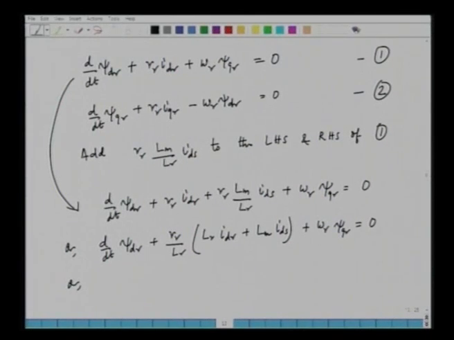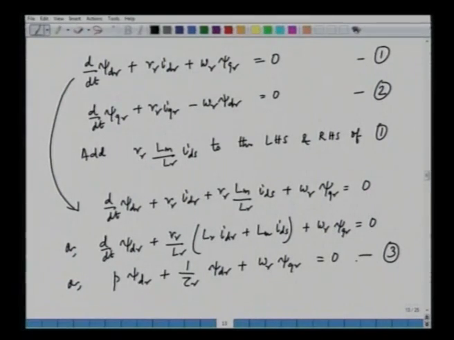Or we can just write down, P is the derivative operator, P psi dr plus RR by Lr is 1 by tau r, and this quantity within the parenthesis, Lr into IDR plus Lm into IDS, that is psi dr, plus omega r into psi qr, that is equal to 0. So, this equation can be called equation number 3. This is the equation in the d axis. So, from this we can find out the information about the rotor flux in the d axis.